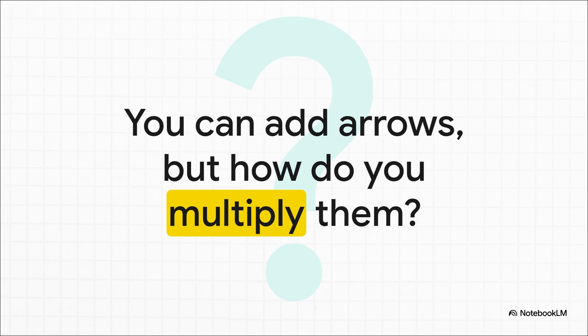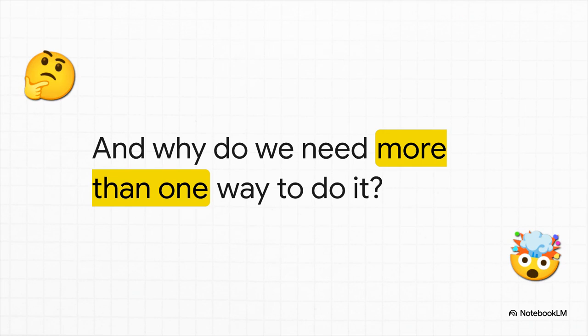I mean, seriously, think about it. Adding them is a piece of cake. You just line them up, tip to tail. Subtraction, that's just adding the opposite arrow. But multiplication, what does it even mean to multiply 2 directions together? Well, the answer is actually pretty cool. And this is where it gets really interesting.